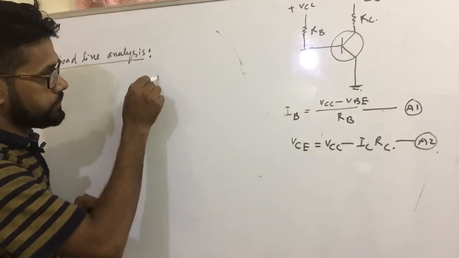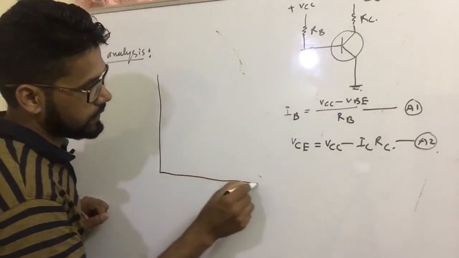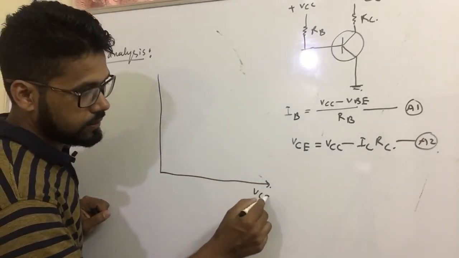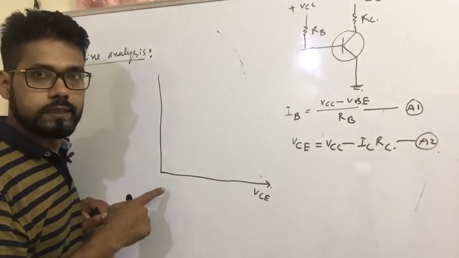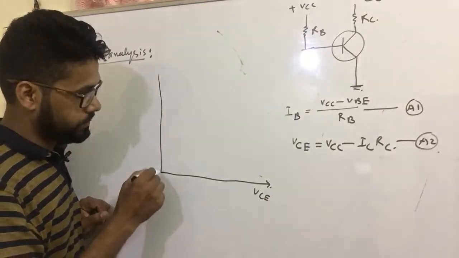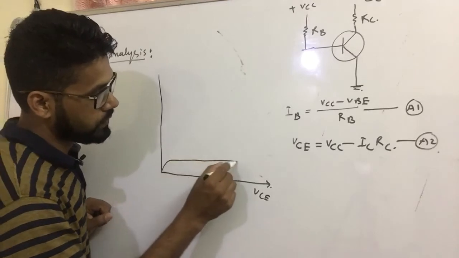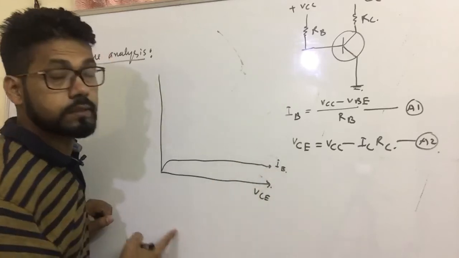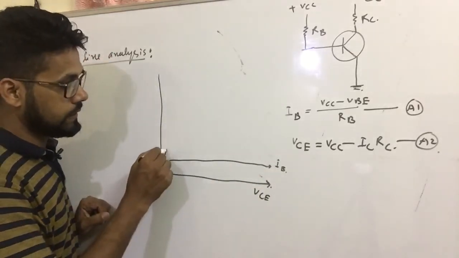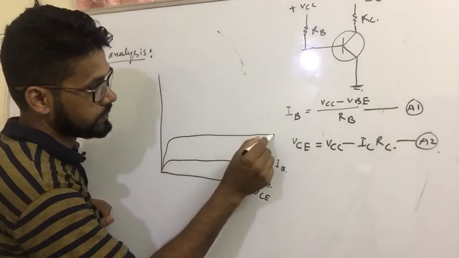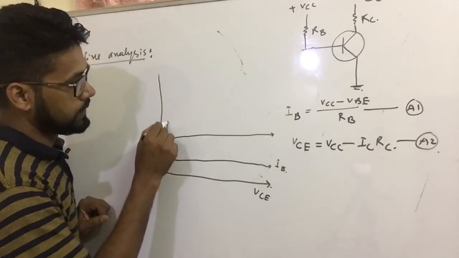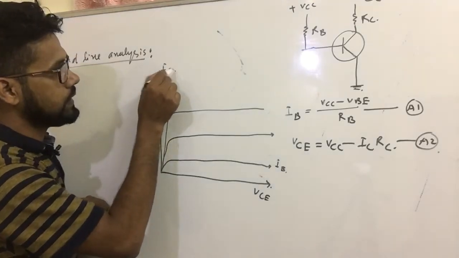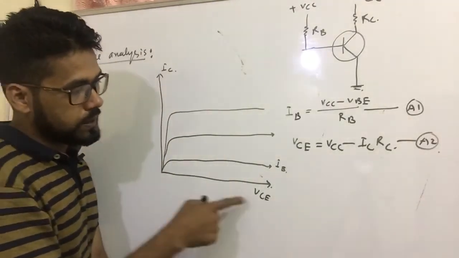We know the transistor operating characteristic curve. The transistor has three regions of operation: one is the cutoff region, one is the active region, and one is the saturation region. This is, suppose, the characteristic curve for a particular base current, IB, sorry. And this is another characteristic curve. This is IC, meaning output current, and this is the input VCE.